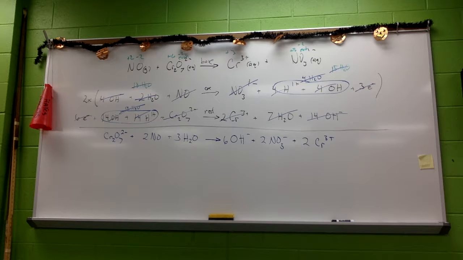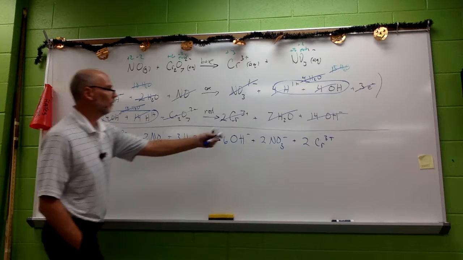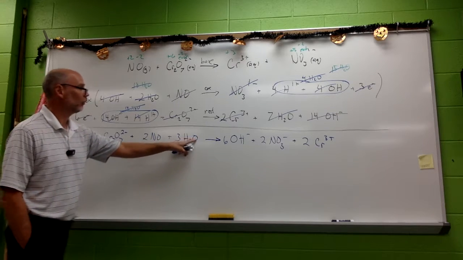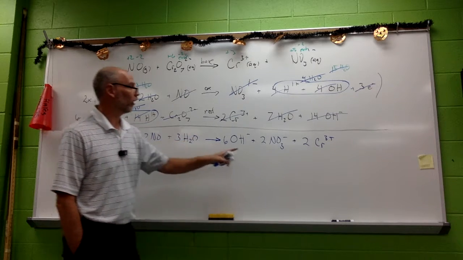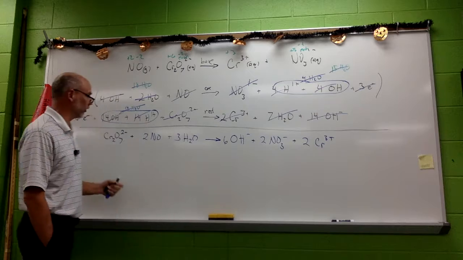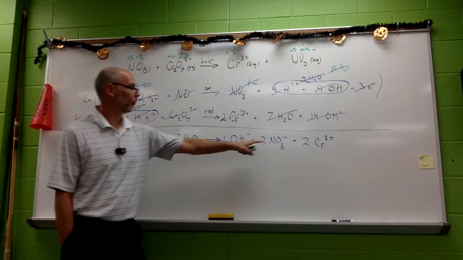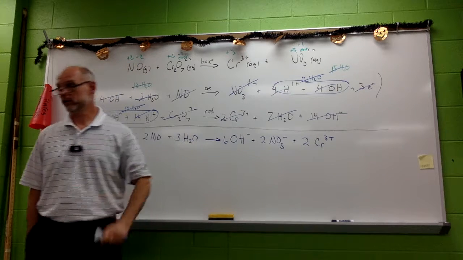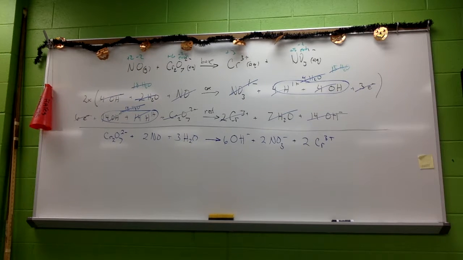All right. So, what are we supposed to do now? Good, Kayla. Make sure all the atoms balance. Correct. Good. 2 chromium. 7, 8, 9, 12 oxygens. 6 here, 6 here, 12 oxygens. 2 nitrogens. 6 hydrogens. 6 hydrogens, all of the atoms are balanced. What's the last thing we have to make sure is balanced?